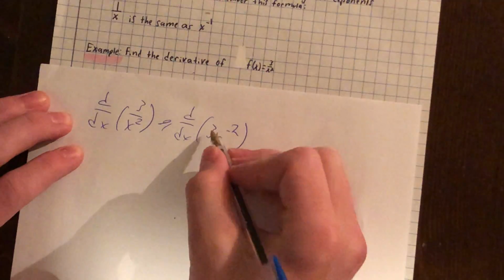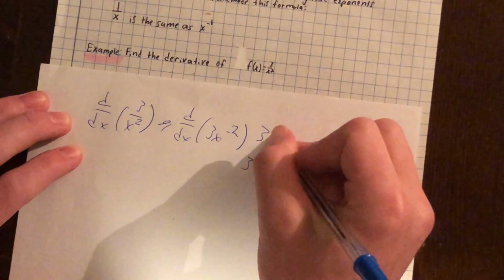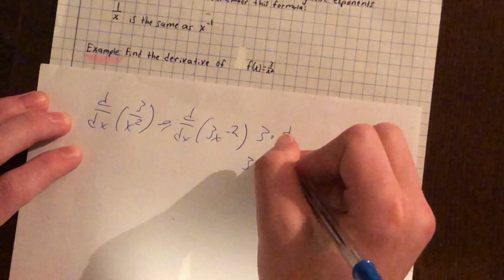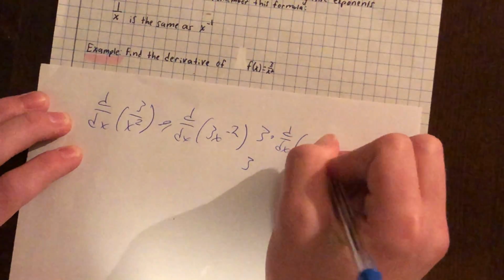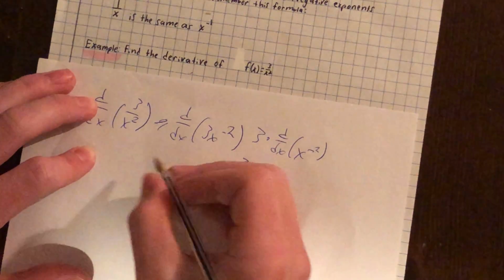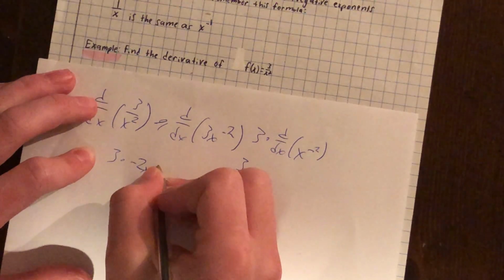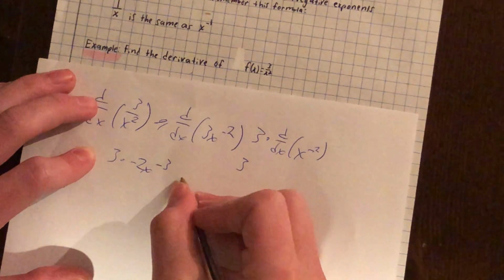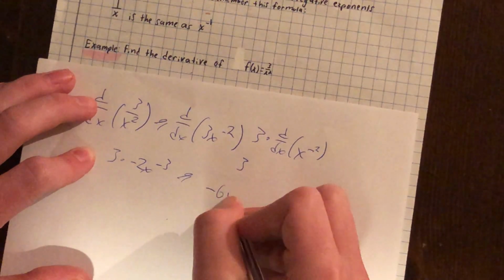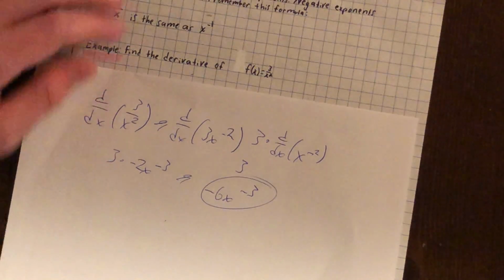And from there, we can see 3 right here. So we do 3 multiplied by the derivative of x to the negative 2 power. From there, we can just move negative 2 over here. I'll just do it kind of fast. It's 3 times negative 2x to the negative 3. And that will just go to negative 6x to the negative 3. So final answer.